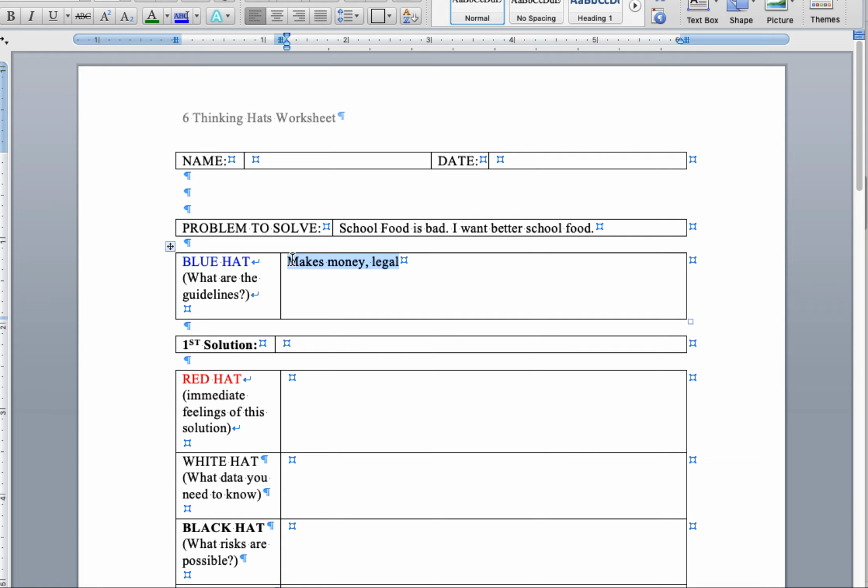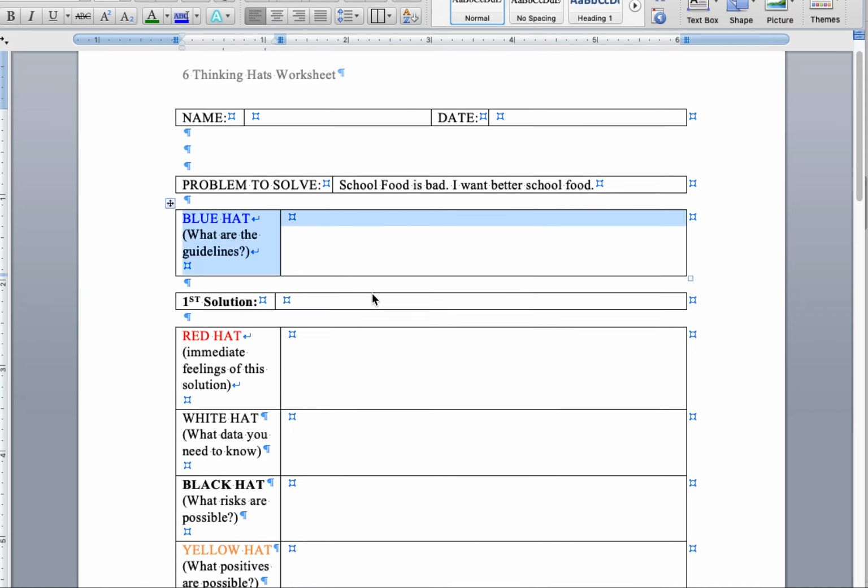But I want you to make up 3 or 4 different criteria. What is it you want this to be? What are the rules you want this problem to have when you solve it? Because we could honestly have solution 1 be, throw rocks at people's faces and eat the rocks. That doesn't mean it's going to fit any criteria that we want. So the blue hat is going to be our criteria, our guidelines. What is it we want?